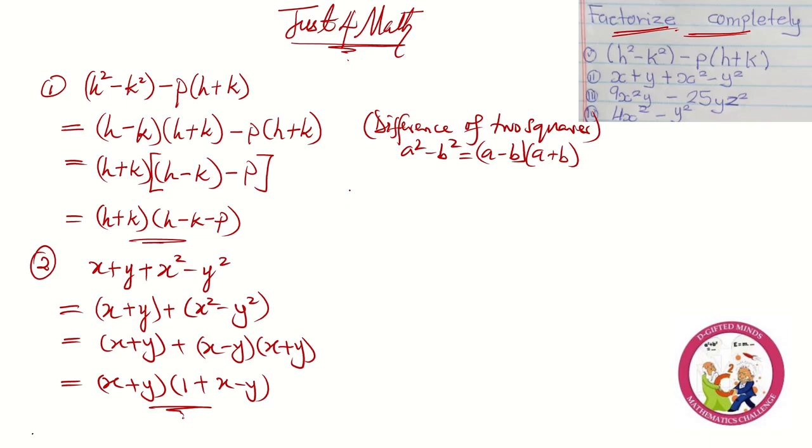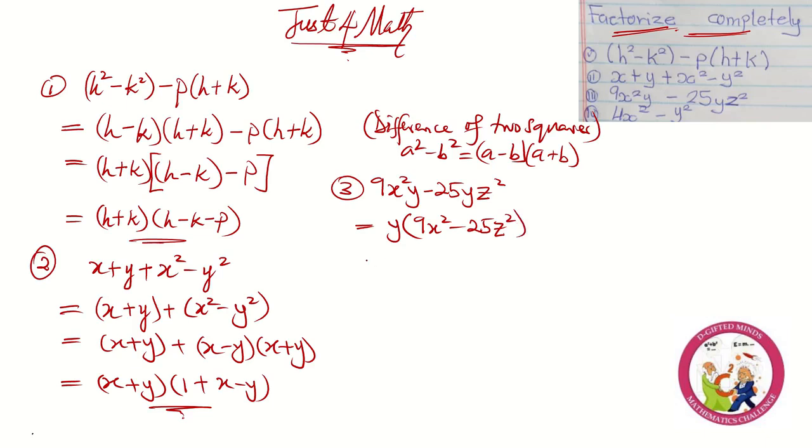Okay, let's look at the solution to the third question. Here we have 9x squared y minus 25 y z squared. In this case, we apply this same concept of difference of two squares by, first of all, factorizing y. y is common to both terms. Before I apply the concept of difference of two squares, I would like to factor out y. So the expression is going to be y into bracket 9x squared minus 25z squared.